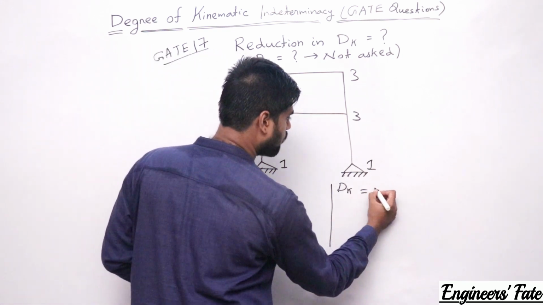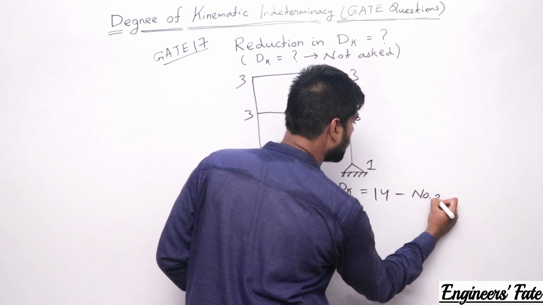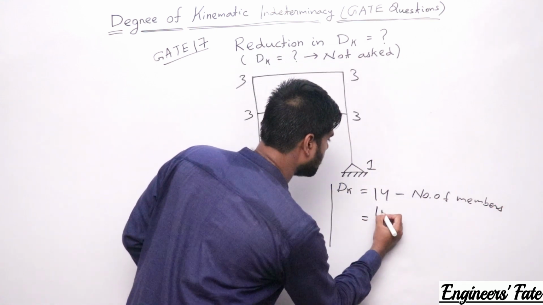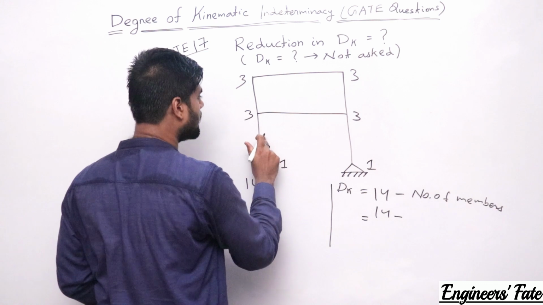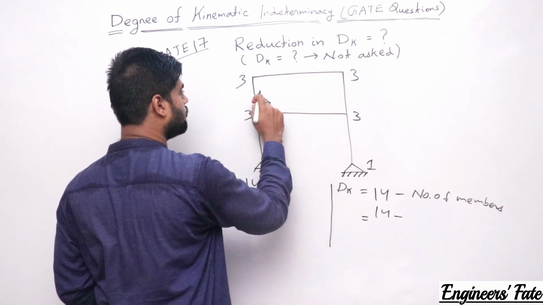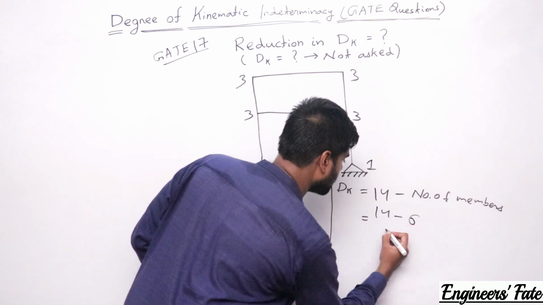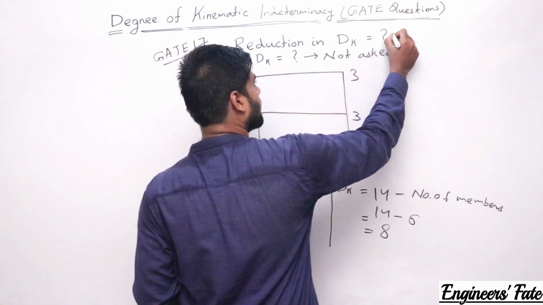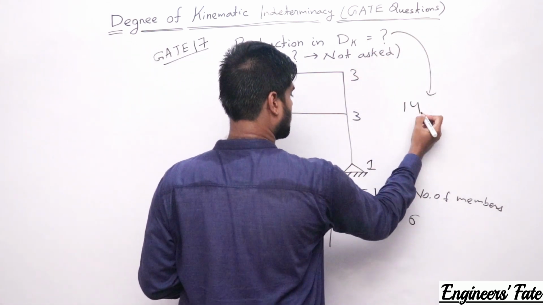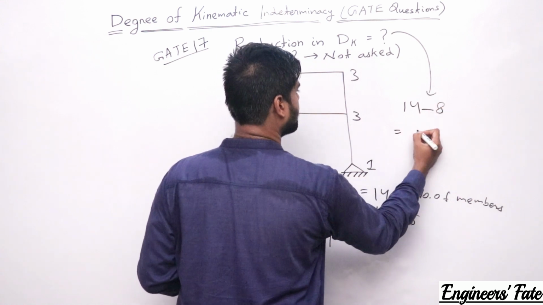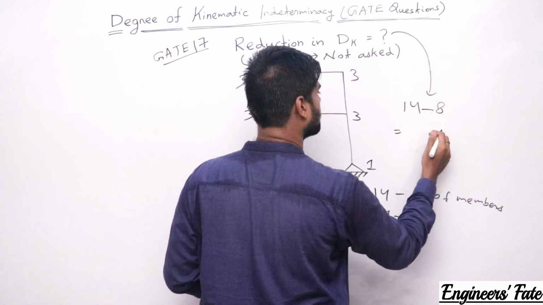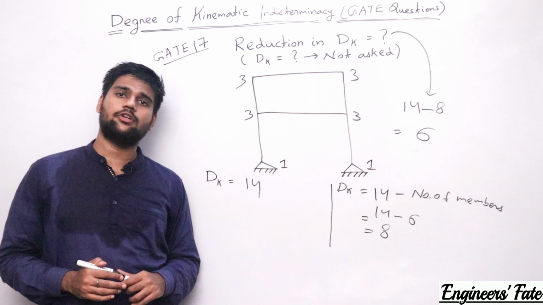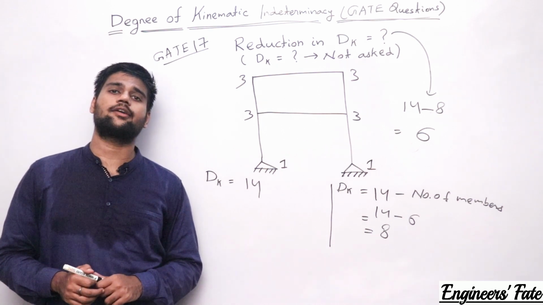So 14 minus the number of members. How many members are there? 1, 1, 2, 3, 4, 5, 6. That is 8. Okay, what has he asked? The reduction in dk. That is 14 minus 8, that is 6. So the answer is 6. I hope this is cleared. So the 1 mark part is over. Next we'll move to 2 mark GATE questions.